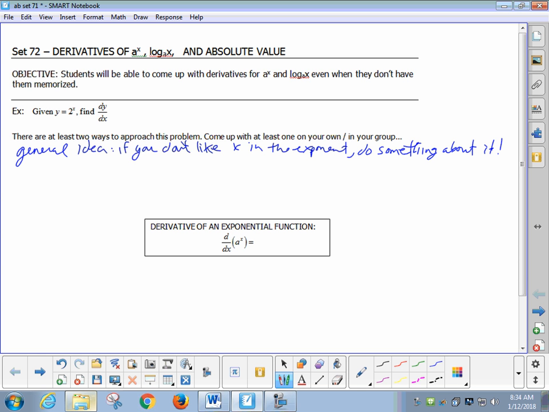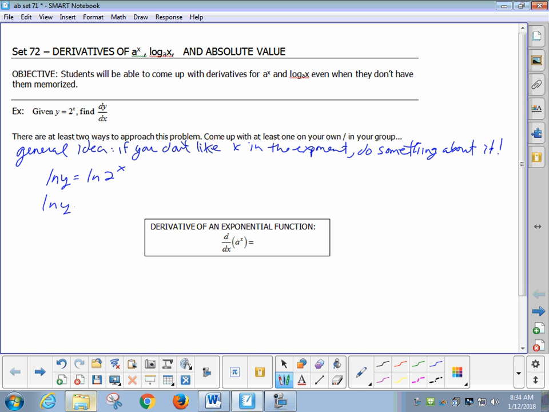Okay, rather than a memorized fact, I'd like you to think this way. If any time throughout math, including calculus, you say, man, that x up there really stinks, then that's a problem. Solve that problem. How do you solve the problem of x up there? Natural log. You should natural log both sides. How does that solve your problem? It allows you to bring the x down.